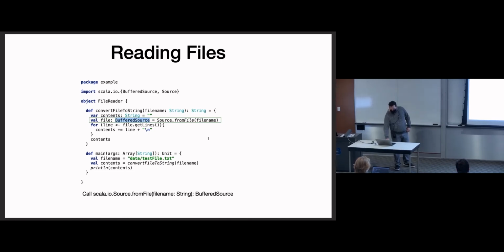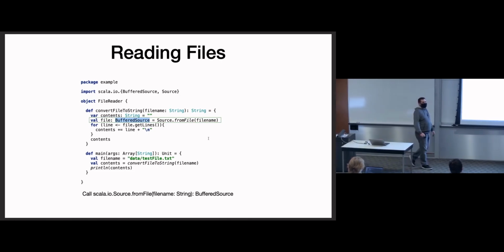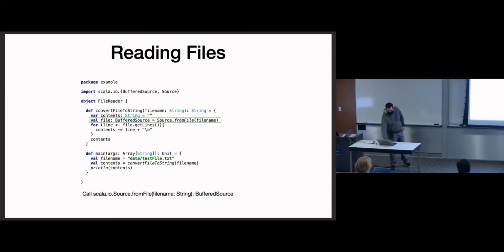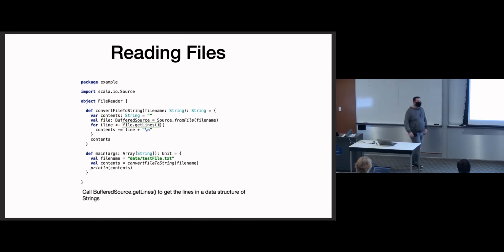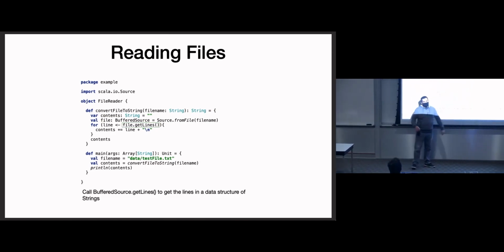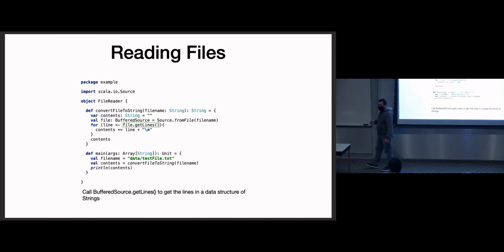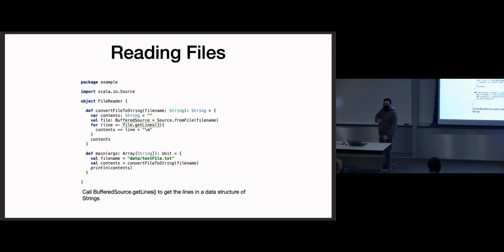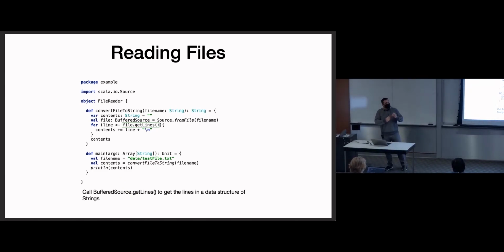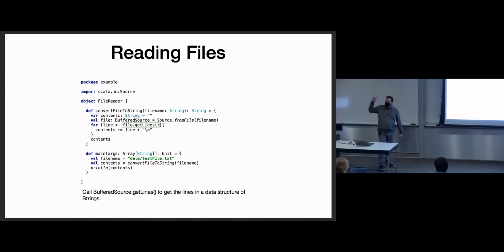We don't have to worry too much about what a buffered source is. There's only one thing we really have to worry about with that, which is that a buffered source has a method named getLines. Let me just go to the next slide that has it highlighted. Buffered source has a method named getLines, which is going to return to us a data structure containing all the lines of the file. We iterate over that data structure, and we effectively have a loop that's going to read the file one line at a time.